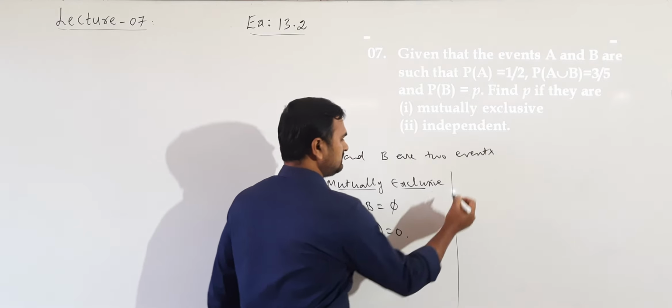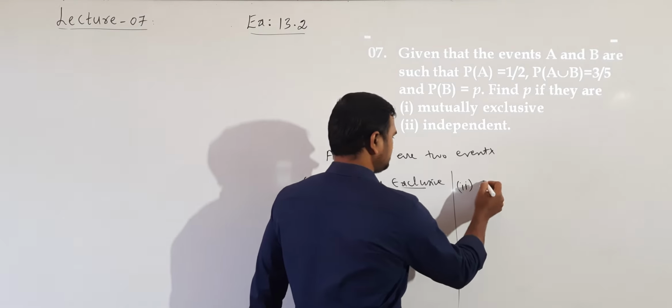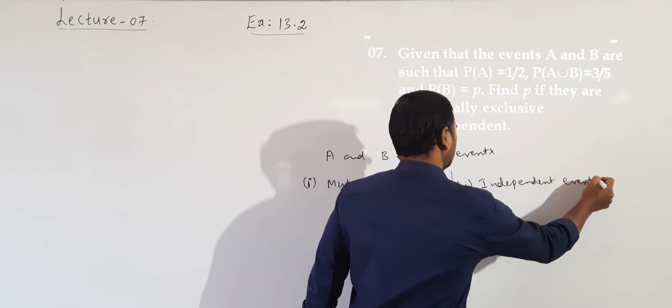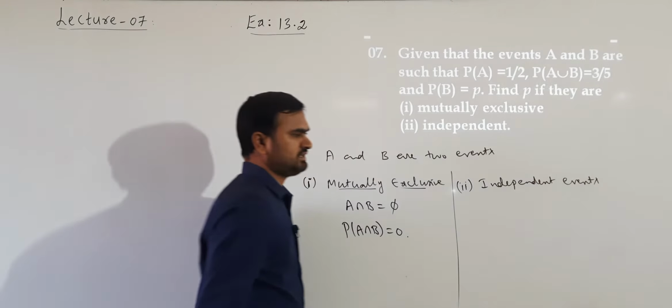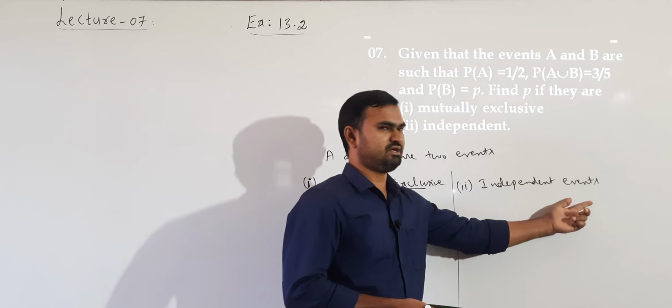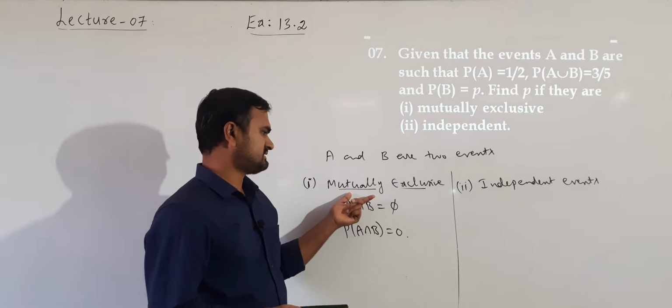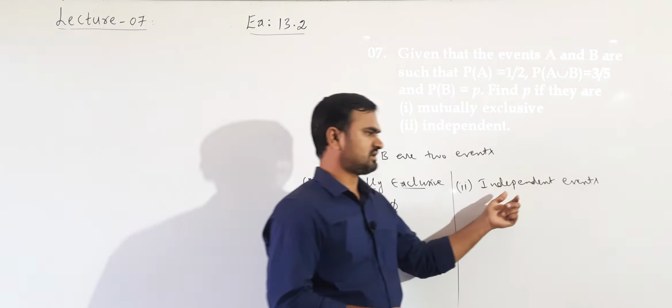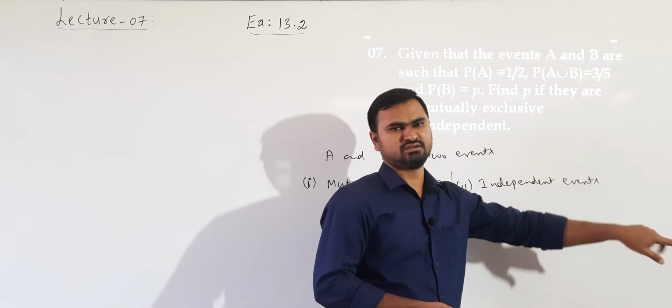Whereas if I am taking independent events, what are independent events? Definition: the probability of occurrence of one event is not affected by the occurrence of another event. Whether the other event has occurred or not, it is not going to affect the occurrence of this event. So the difference is that in mutually exclusive events the occurrence of one prevents the other, but here the occurrence of one is not depending on the other event.